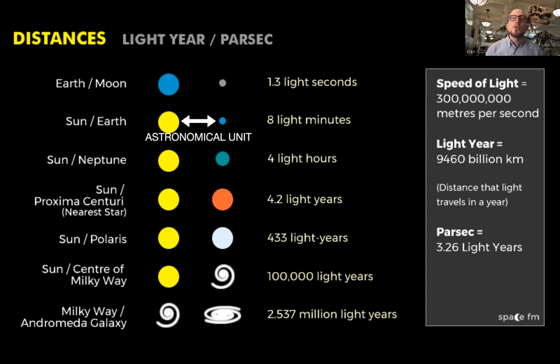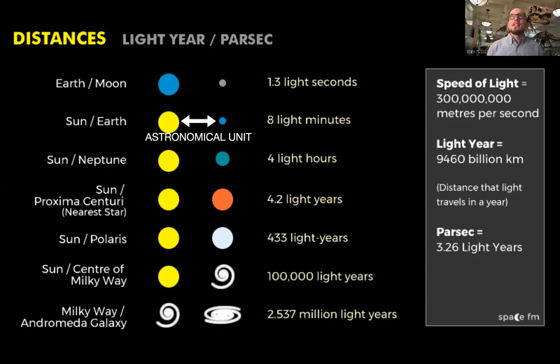And the first ruler we're going to come into contact with is using light. Light travels at a very fast speed. It travels at 300,000 kilometers every second. 300,000 kilometers every second is something that would allow us to travel all the way around the Earth 10 times in a second, roughly speaking.